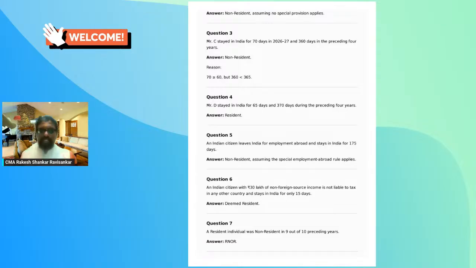Next, an Indian citizen with 30 lakhs of foreign source income, not liable to tax in any other country, has stayed in India only for 15 days. Here, income is exceeding 15 lakhs. He is not subject to taxation in any other country by domicile, residential status, or whatever you call it. Then the person becomes a deemed resident. A resident individual was a non-resident in 9 out of 10 preceding years. Then the person will become a not ordinarily resident.